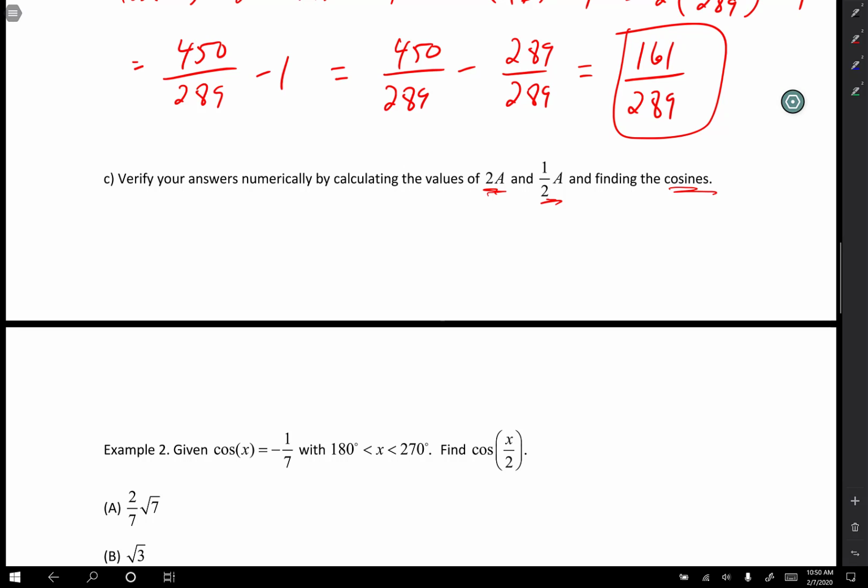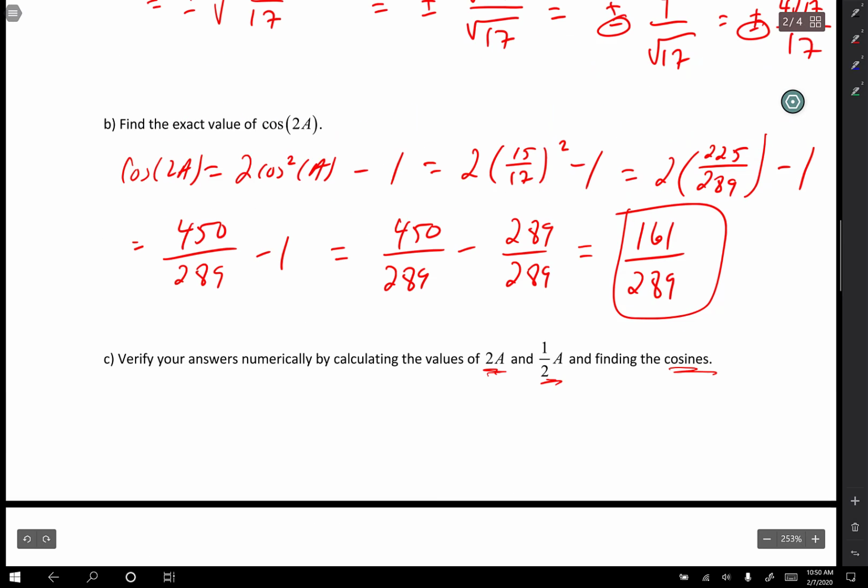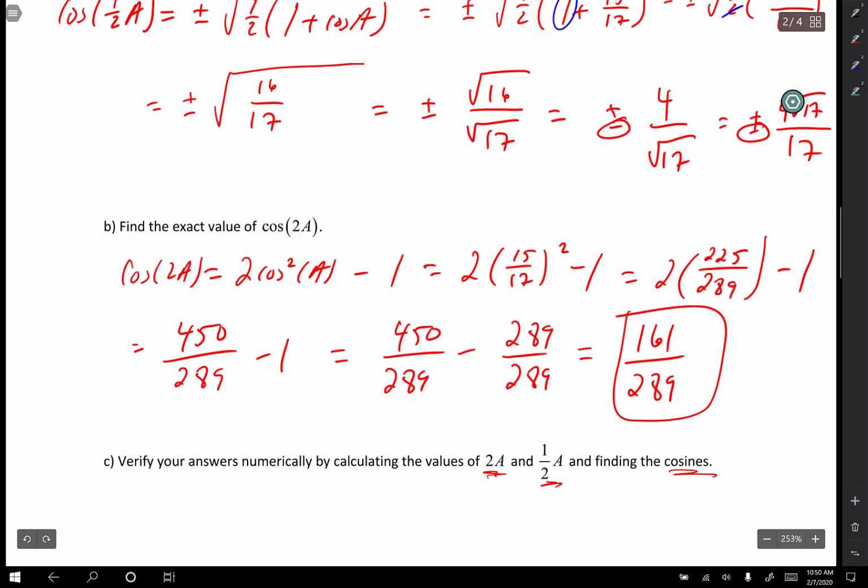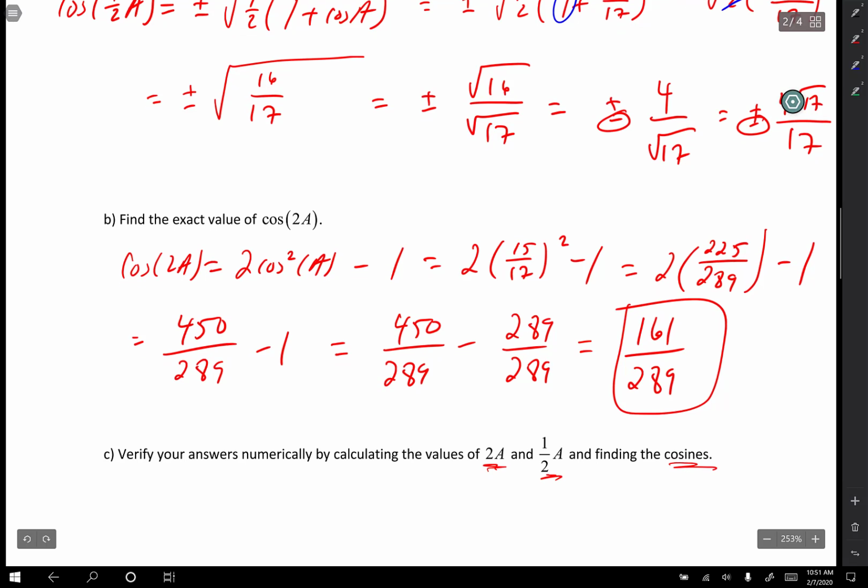All right, check this out. I'm going to write cosine 0.5 alpha A. That's half A, right? I push enter and I get negative 0.9701. Is 4 divided by square root of 17 that number? Let's see. 4 divided by square root of 17. Yes, I forgot the negative, but just put the negative in there. And look at that, it's the same, digit per digit. So did we get it right? We got it right.